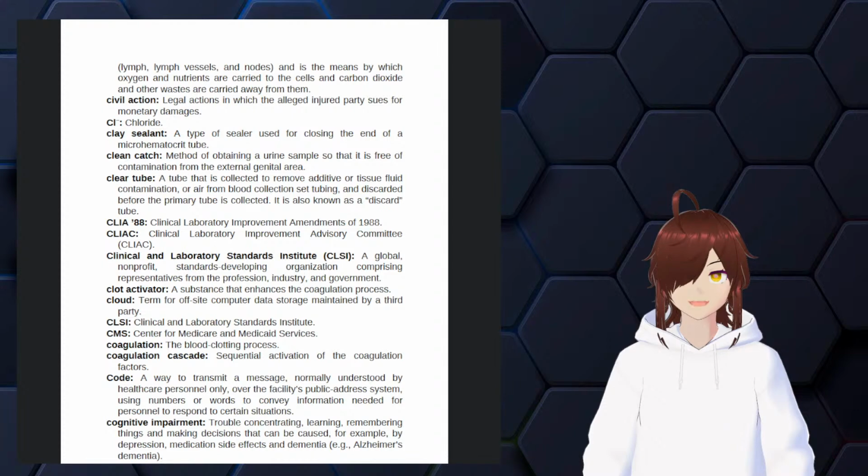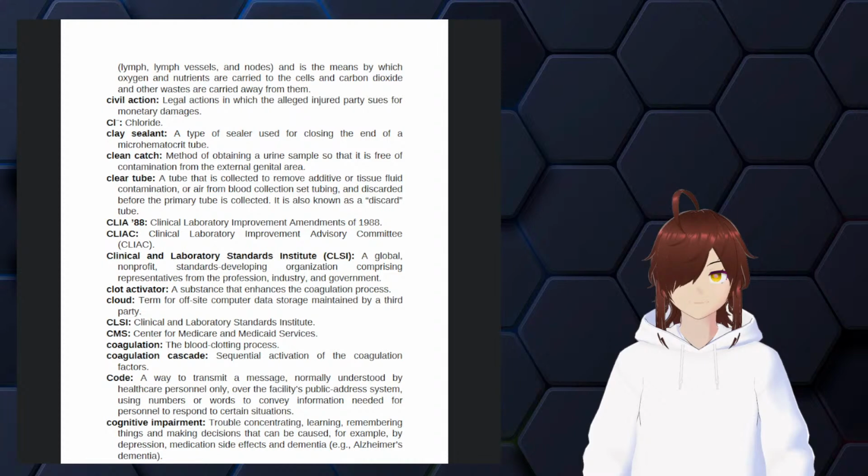Coagulation: the blood clotting process. Coagulation cascade: sequential activation of the coagulation factors. Code: a way to transmit a message, normally understood by healthcare personnel only, over the facility's public address system, using numbers or words to convey information needed for personnel to respond to certain situations.